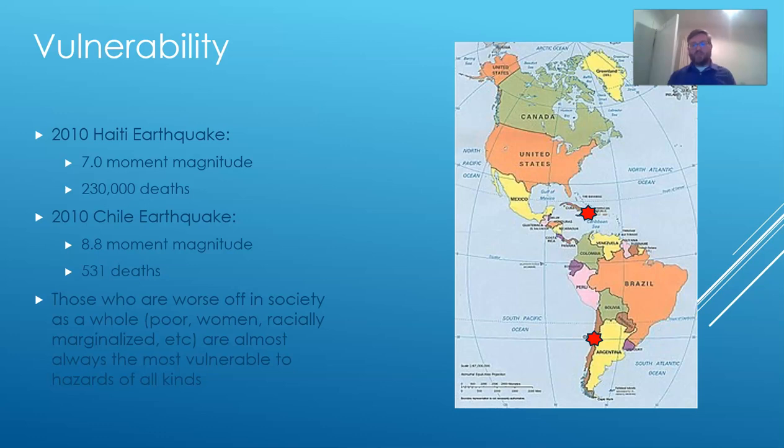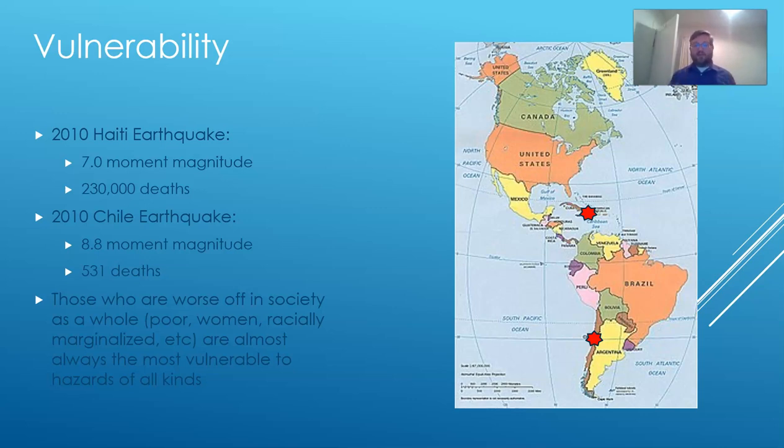And so this was a much bigger earthquake as measured by the amount of energy that was being released from that earthquake. And yet, this earthquake in Chile only caused 531 deaths. Now, obviously, that's still a lot of deaths. That's still a major tragedy. But it was a much smaller disaster than the disaster in Haiti, even though the earthquake was a much bigger earthquake. And that's because of the vulnerability of people in these two different countries.